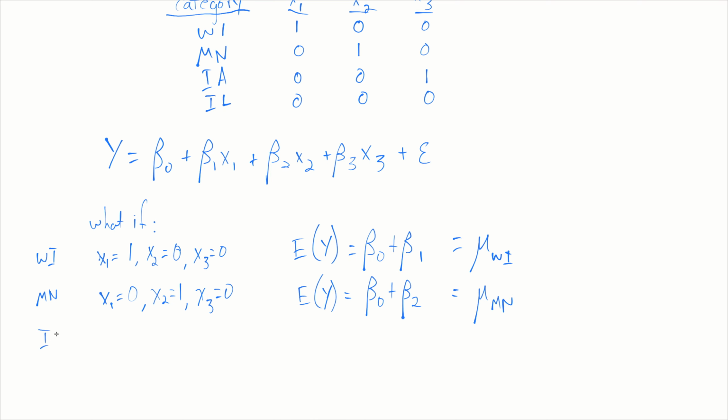For Iowa, we have x1 equals 0, x2 equals 0, and x3 equals 0. Not 0. x3 equals 1. So the expectation of these y's from Iowa would be the intercept plus beta 3. Here, using the same reasoning as before, but it's beta 3 instead of beta 1 or beta 2. So this would be the mean of Iowa.